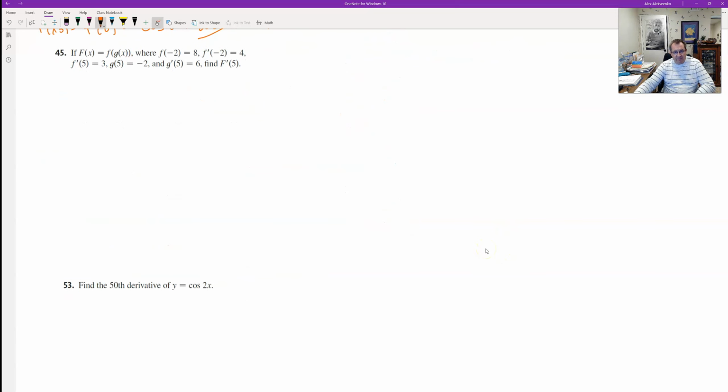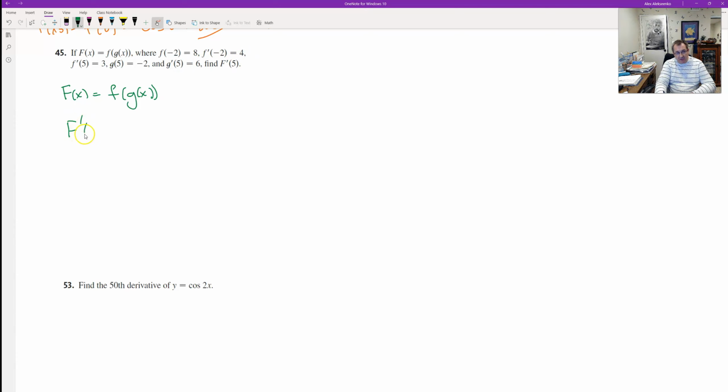Okay, let's look at problem 45. So 45 looks very confusing, but it is all about using the chain rule. So let's take a look. Suppose capital F of x is a composition of these two functions, f and g. And we have information about f and the derivative of f at a couple of points, and we have information about g and the derivative of g. Our goal is to find the derivative of F at x equals 5.